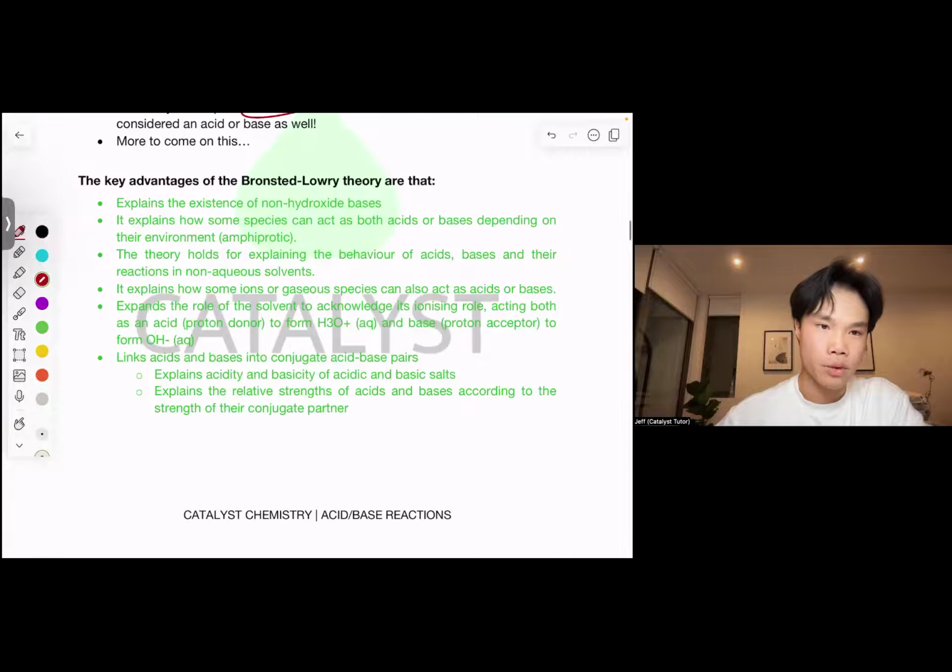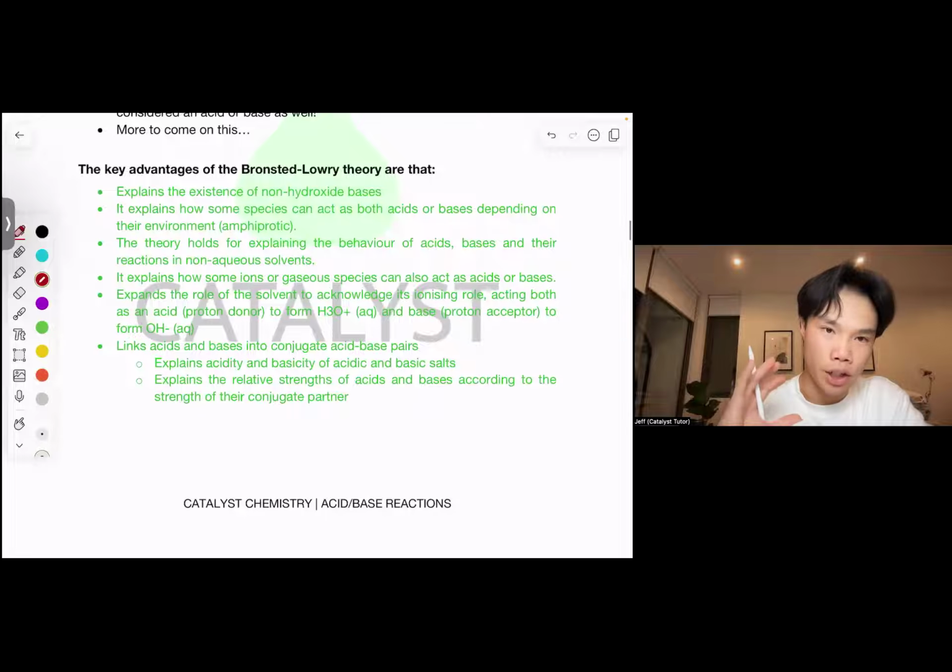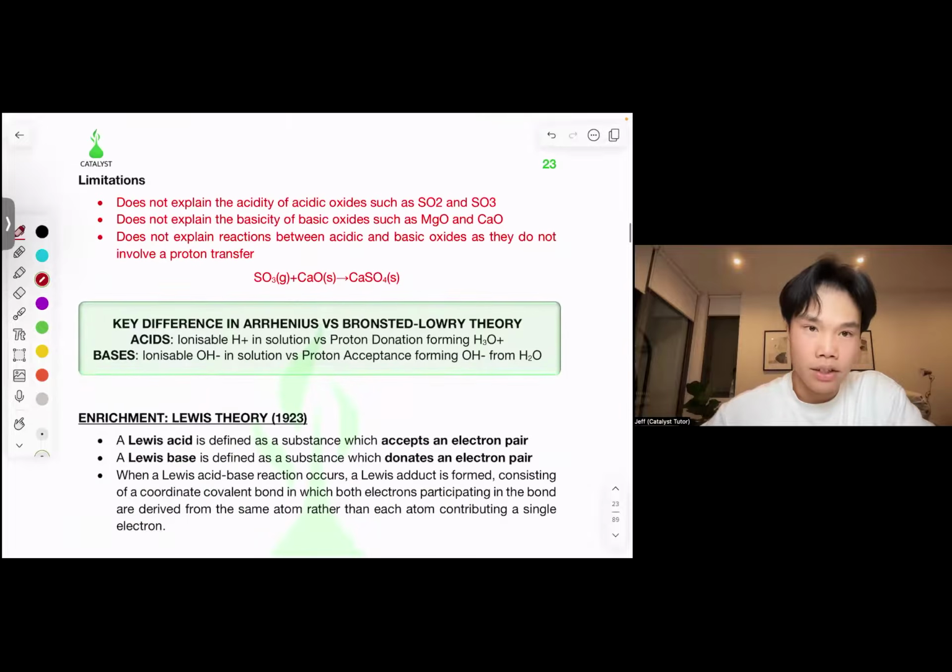The big advantages of Bronsted-Lowry are listed here. Among these advantages, it explains non-hydroxide bases and explains amphiprotism. And then in terms of the limitations, it's still not able to explain things like acidic oxides or basic oxides because these don't have a proton transfer. And therefore you can't explain those reactions between substances which are acidic or basic oxides.